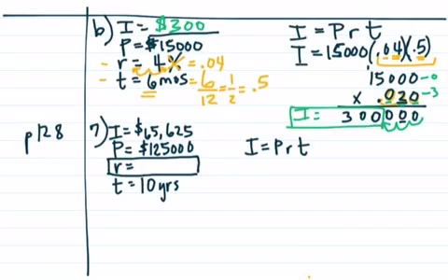Since I know 3 of the 4 letters, I'm ready to solve and to isolate the variable in the equation. So I'm going to start substituting in my numbers. That's the I. It's a lot of interest. My principal is $125,000. R is what I'm looking for, and my time is already in years, so that's times 10.